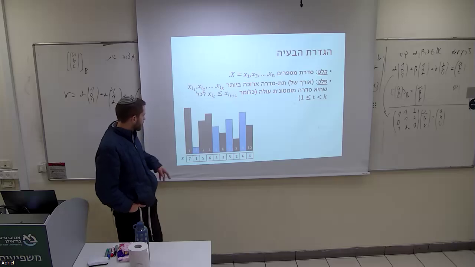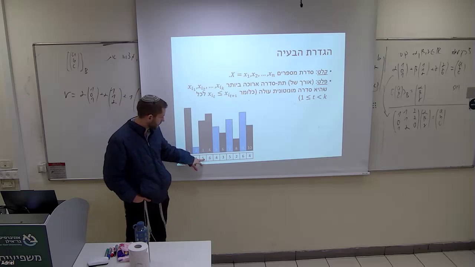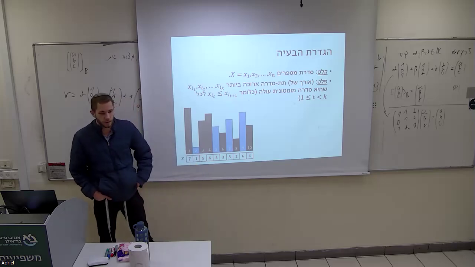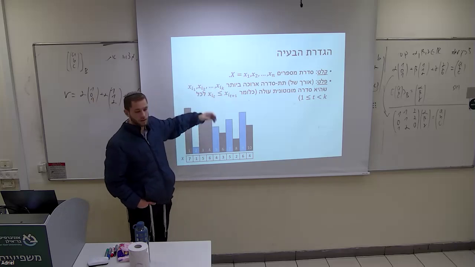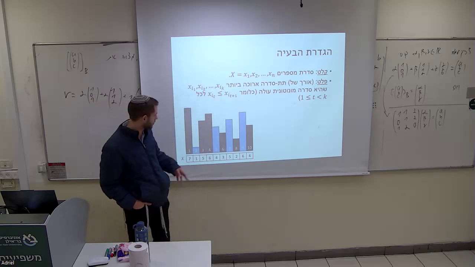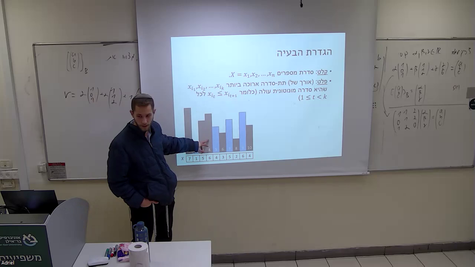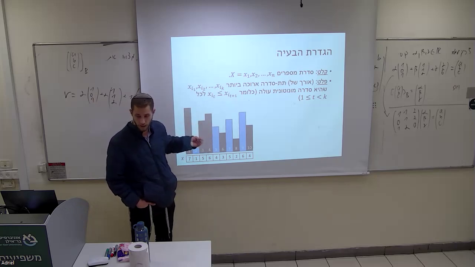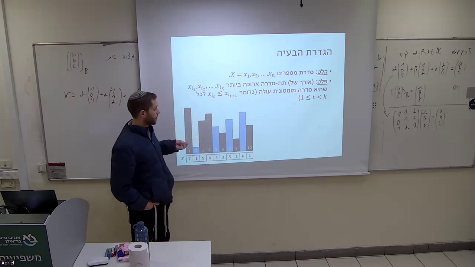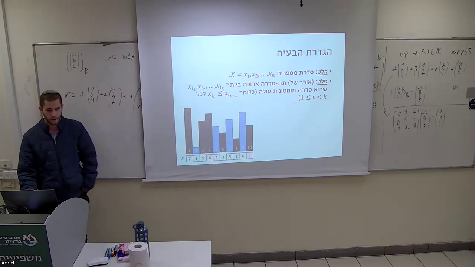Question: is 2, 3, 4 a valid subsequence that is rising? Yeah, because it's going up, right? We have 1, then we have 5, then we have 6. So it's a valid one, but it's not the longest. We need to find the longest rising subsequence. Okay, is the problem understood?